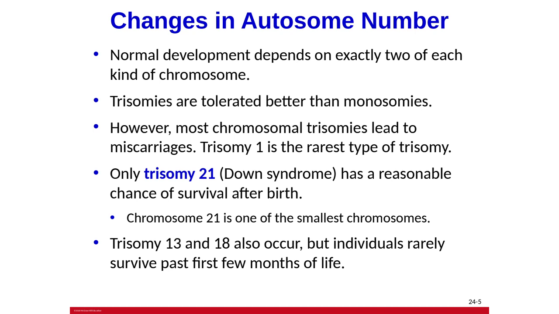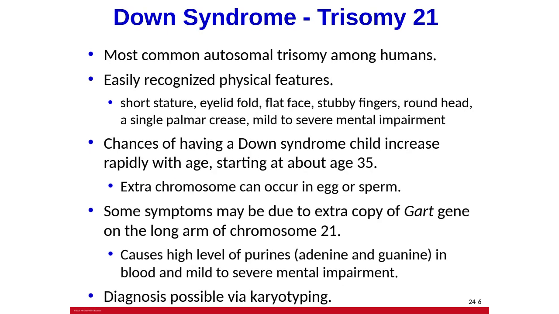There are also trisomies 13 and 18. These do occur, but these individuals rarely survive past the first few months of life. So I mentioned that trisomy 21, also known as Down syndrome, is the most common type of autosomal trisomy in which the individual is able to survive through fetal development. In other words, through gestation, through birth, and then into childhood and adulthood.